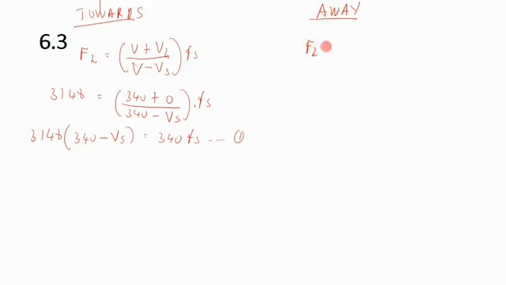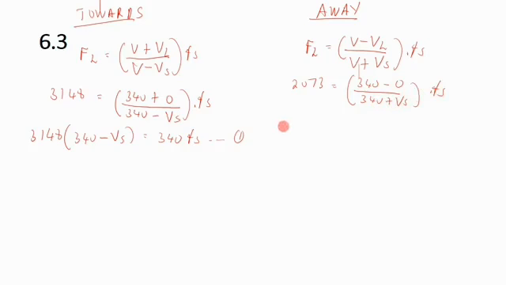Our formula is now fL is equal to v minus vL. So remember, away the negative is on the numerator and the positive on the denominator. So the frequency of the listener is 2073, and then here we have our 340 as given in the question minus 0, over 340 plus vs, and then we have our fs again. Then cross multiply this, we will have 2073 times the bracket 340 plus vs, which gives us 340 fs. We'll express this as our equation number 2.